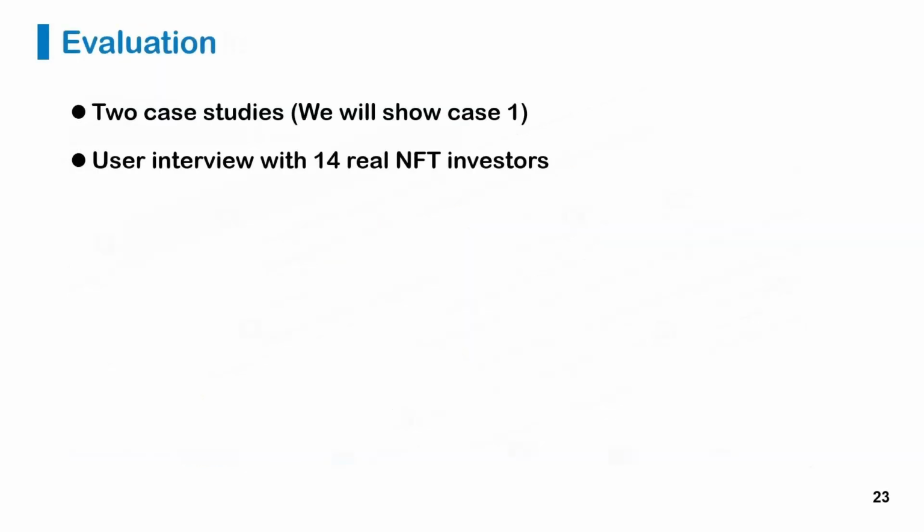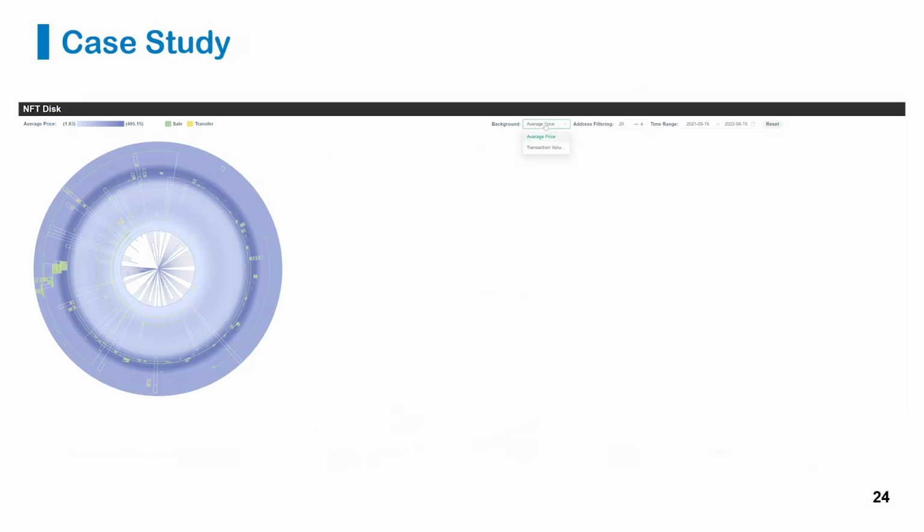To evaluate the effectiveness and usability of NFTDisk, we conducted two case studies and a user interview with 14 NFT investors. We use a video to show how users analyze wash trading in the NFT collection named Mibits with NFTDisk. First, the expert configured the visualization by the toolbar, such as changing the background and setting the address filtering threshold or the time range. In the inner circle, he found that most of the inner paths were of a high height, which meant that addresses connected by these inner paths had a high suspicious score of collusion.